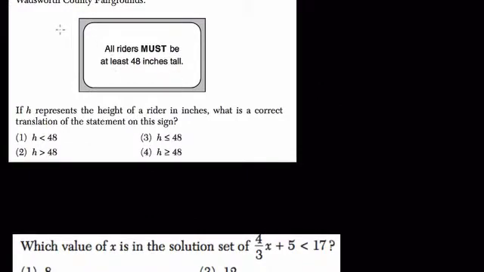Okay, here we have a sign. It tells us the rule at a county fairground, and h represents the height of the rider in inches. What is the correct translation of this statement? So the rider must be at least 48 inches tall. So the height has to be greater than 48 inches, but it could be equal to 48 inches, which is choice 4. Less than or equal to 48 would be at most. Less than would be less than 48 inches, and more than 48 would be more than.